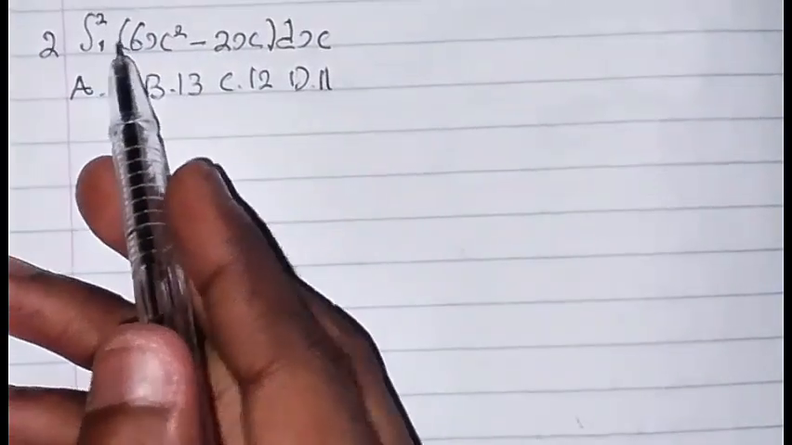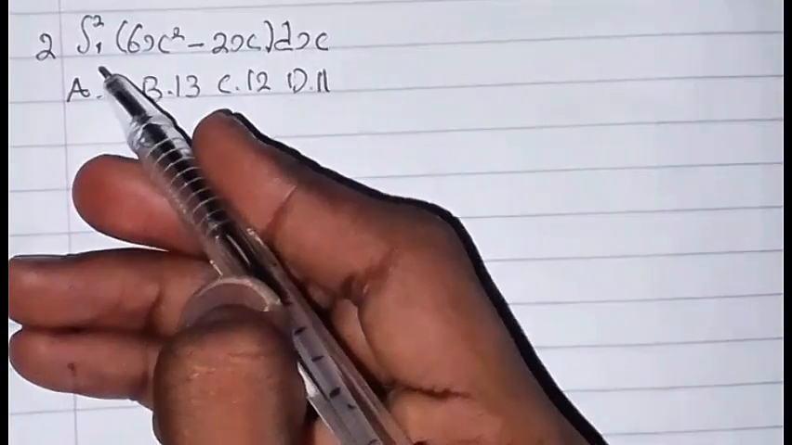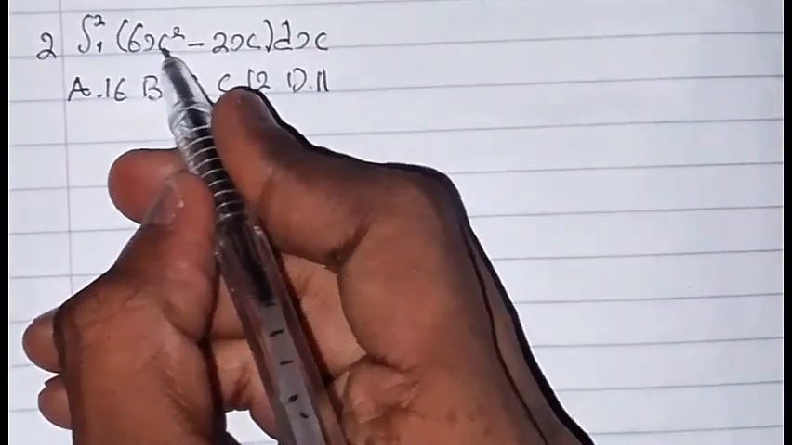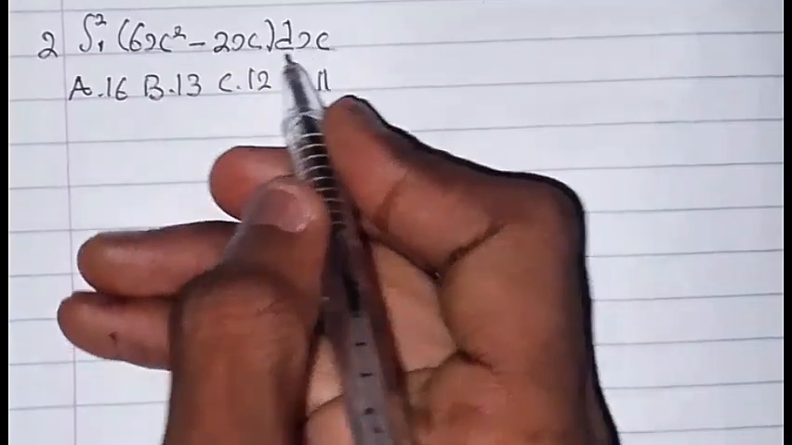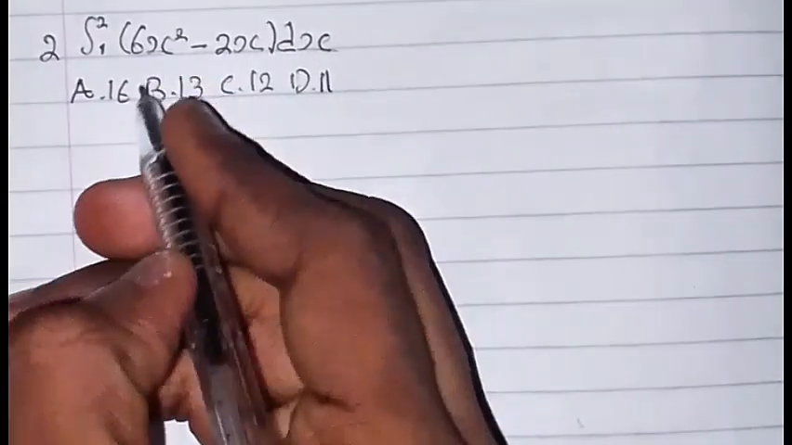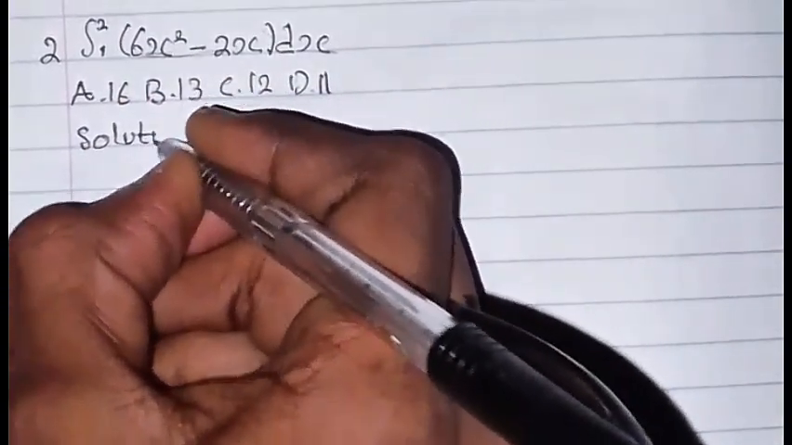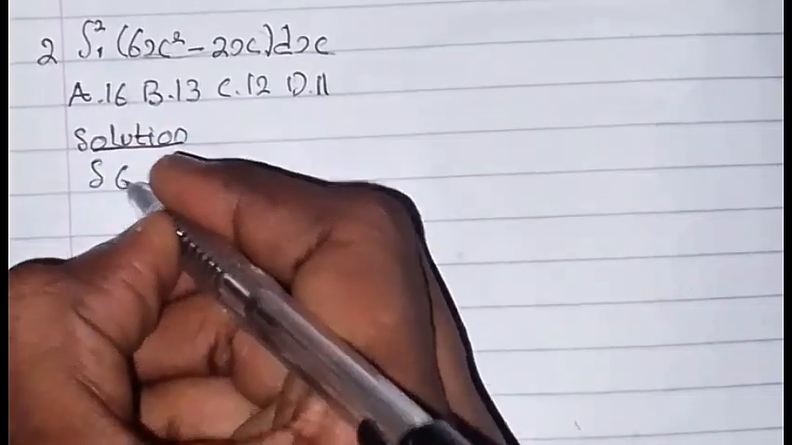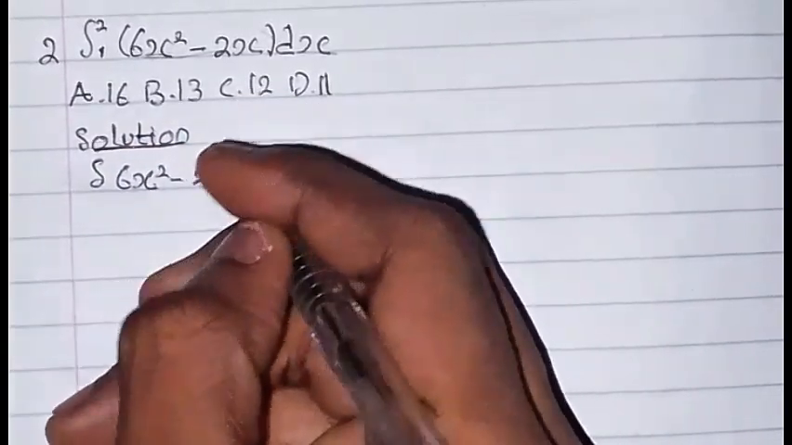The next question asks us to evaluate the integral, upper limit 2, lower limit 1, of 6x squared minus 2x dx. As usual, we're going to ignore the dx. Now, the problem is finding the antiderivative of this function, 6x squared minus 2x. So let's go to the solution. We have the antiderivative of 6x squared minus 2x.